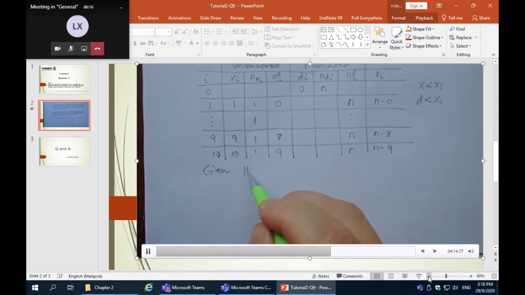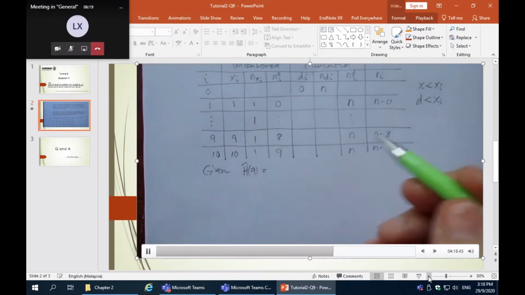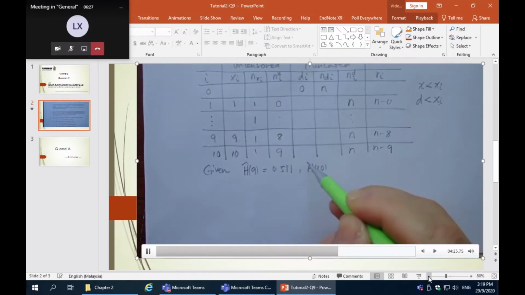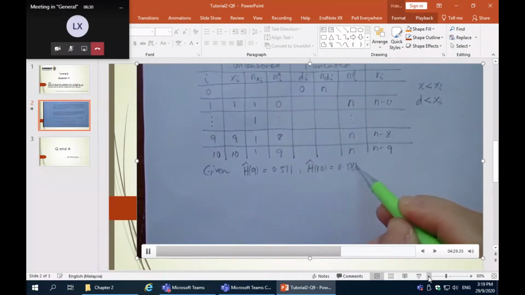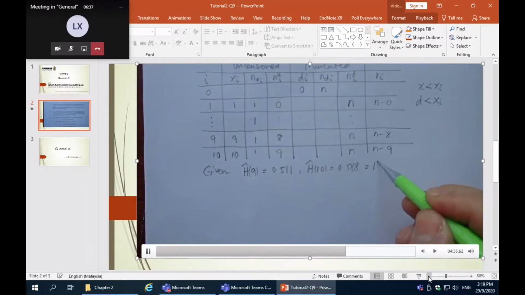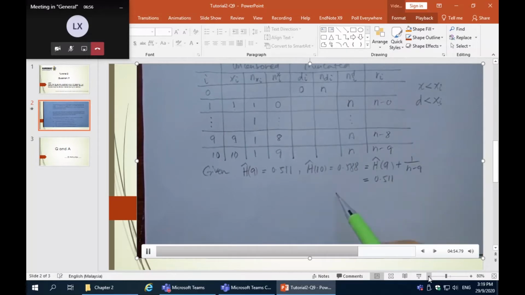Given the cumulative hazard rate at 9, which is 0.511, and the cumulative hazard rate at 10, which is 0.588, by taking the recursive formula, this equals the cumulative hazard rate at 9 plus 1 over n minus 9. So H9 we know is 0.511. So we solve this equation, and we have n equal to 21 and 76 divided by 77. So this is about 22.